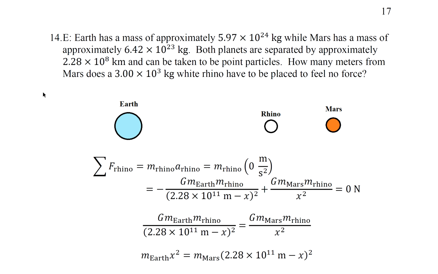Question 14, Earth has a mass of approximately this, while Mars has a mass of approximately this. Both planets are separated by approximately this and can be taken to be point particles. How many meters from Mars does a 3,000 kilogram white rhino have to be placed to feel no force?